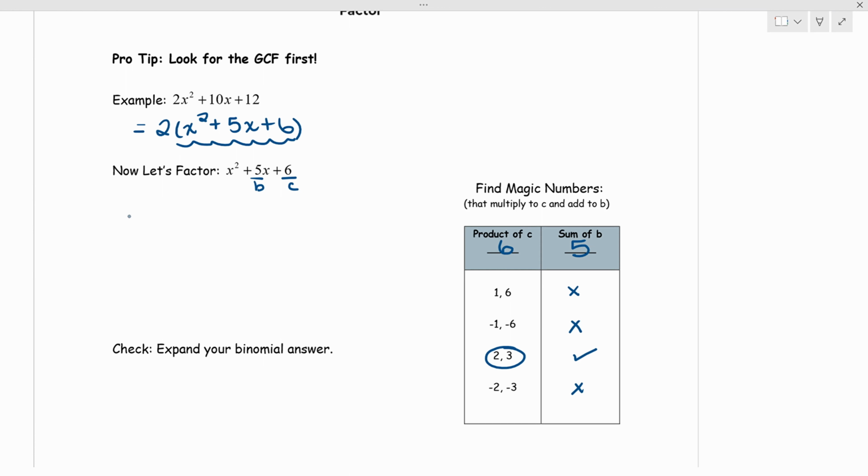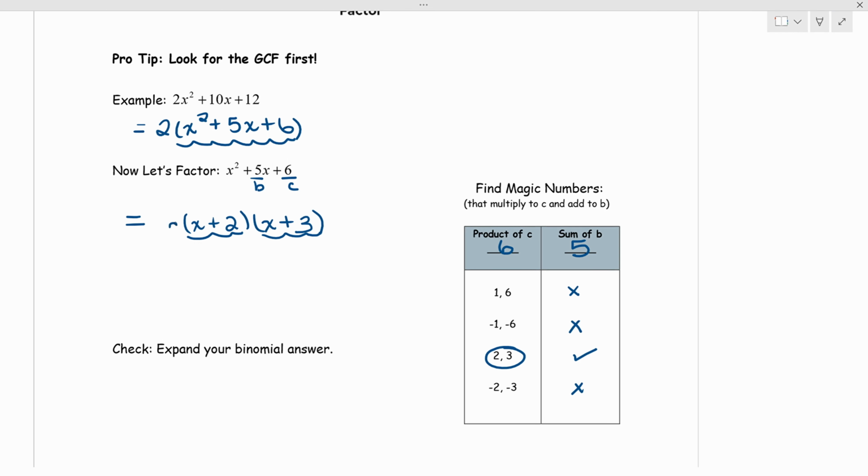What we're then going to do is set up an equal sign, and put two brackets. This x squared needs to be split between the two brackets, because if I do x times x when I'm expanding, I'll get back my x squared. Once you know your two magic numbers, you're just inserting them here. So x plus 2 and x plus 3. This is considered a factor, and this is considered a factor.